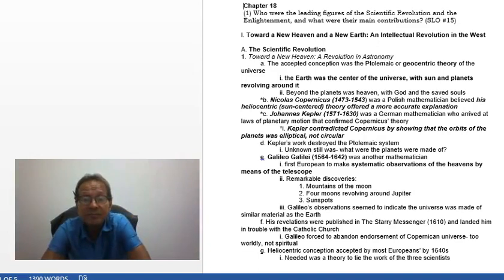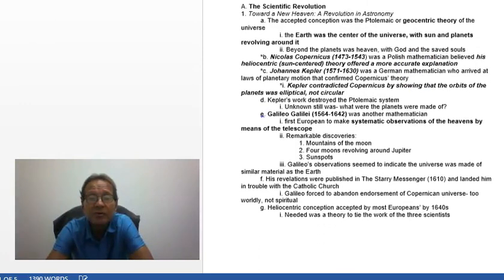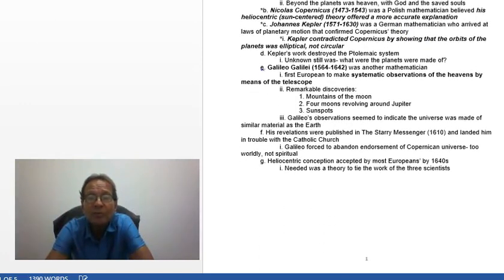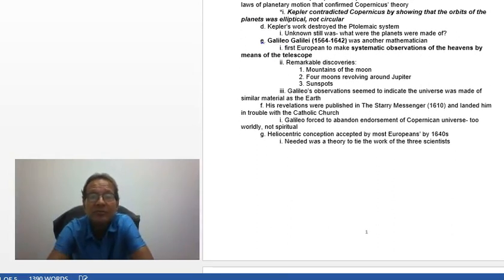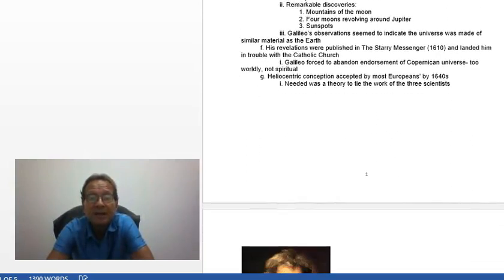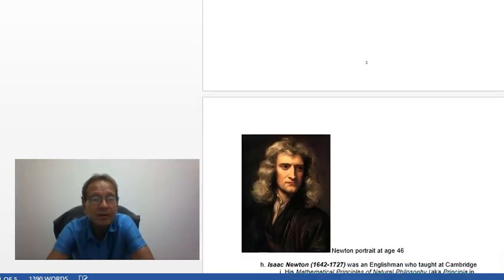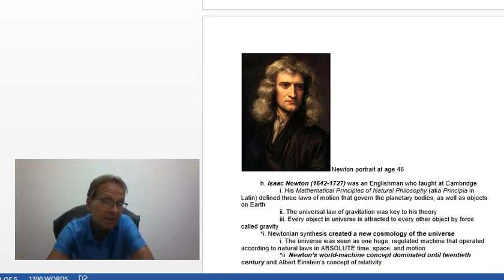Galileo seemed to feel that the universe was made up of similar material as on Earth, and this got him into hot water with the Roman Catholic Church. He was forced to abandon his beliefs. He was condemned as being a heretic for preaching against church findings, and he recanted his findings until the end of his life. Newton is a famous Englishman.